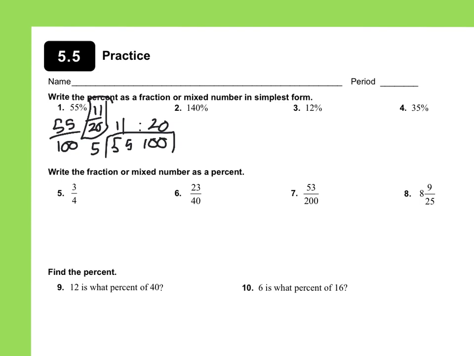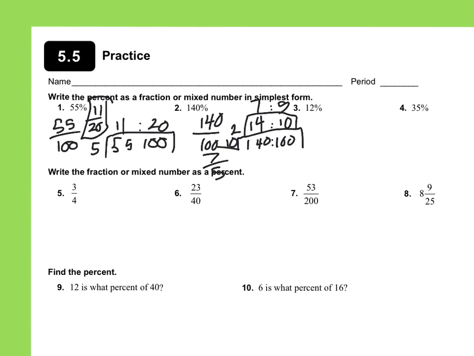So pretty simple there. The ones that are over 100, well, we're going to still do the same thing. We're going to just start with 140/100, and then we're going to use the cake method here. And I know that 10 goes into both of them, 14 and 10, and then 2 goes into it, so it turns into 7 and 5. So yeah, we would have an improper fraction here because it's over 100. So it would be 7/5.